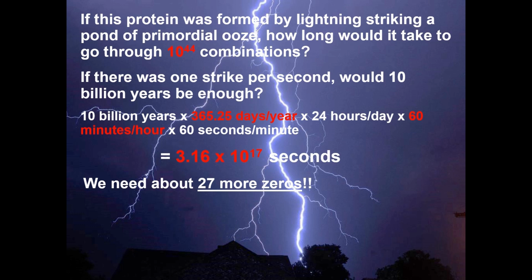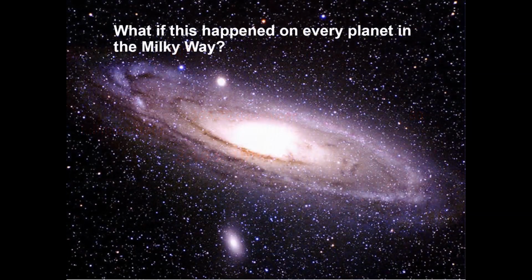If there was 1 strike per second, would 10 billion years be enough? That's how long we have, roughly, since the Big Bang. 10 billion years times 365 and a quarter days per year times 24 hours per day times 60 minutes per hour times 60 seconds per minute gives you 3.16 times 10 to the 17th seconds. We need about 27 more zeros.